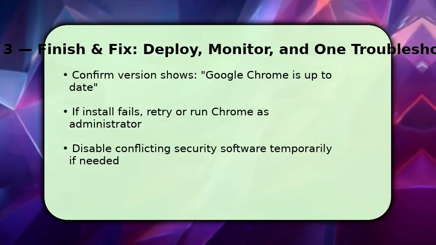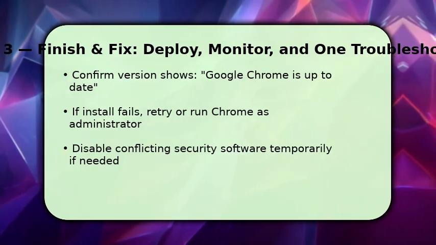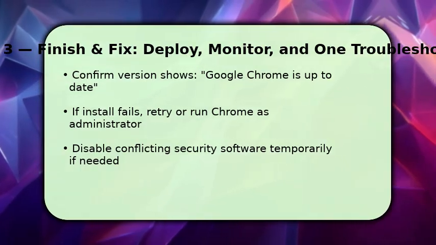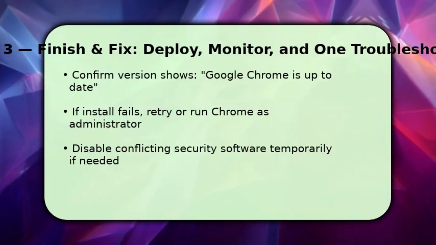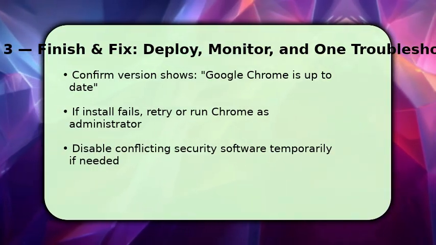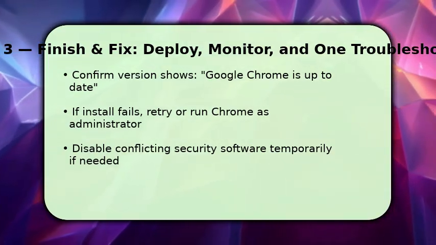If you still see an older version, try Relaunch again or close Chrome and run it as administrator to allow installer permissions. Make sure security software isn't blocking updates. Temporarily disable it, then repeat the update.